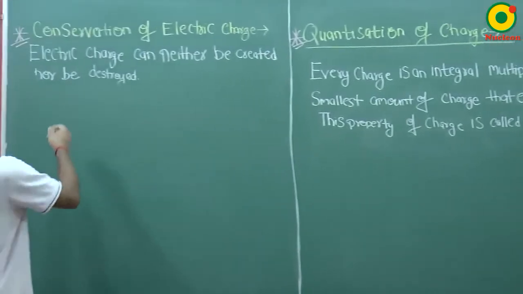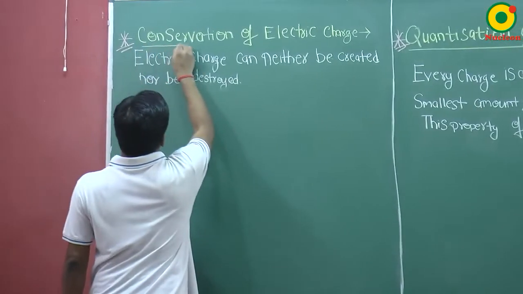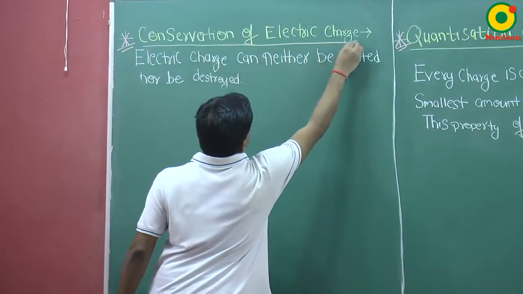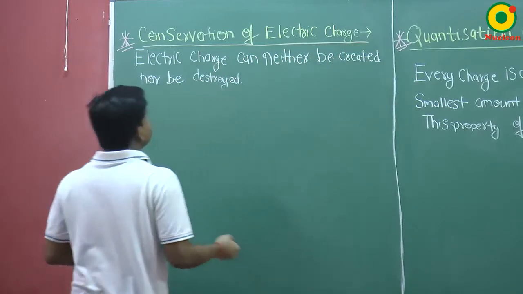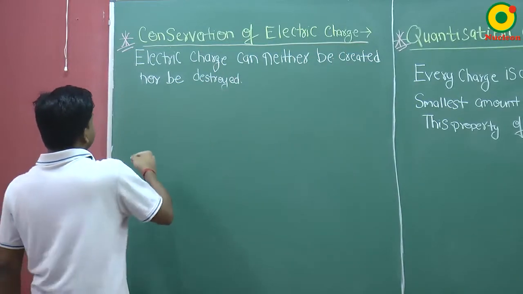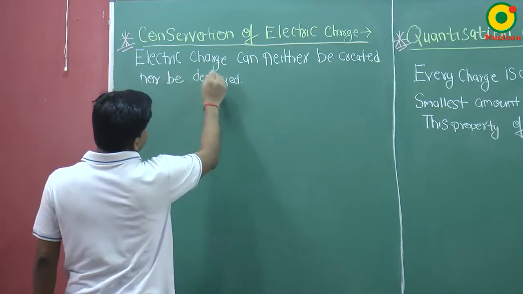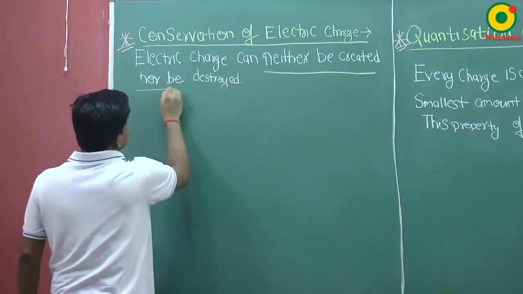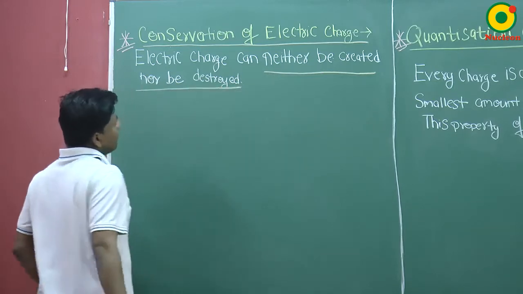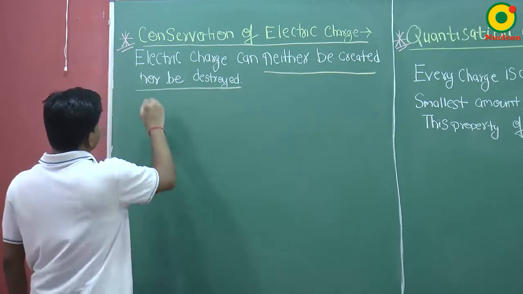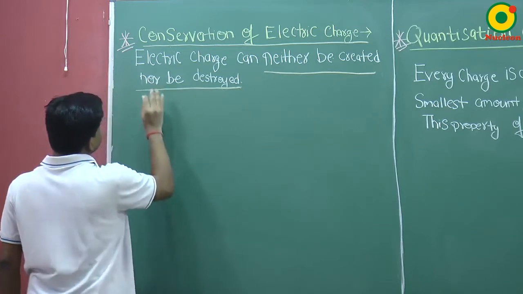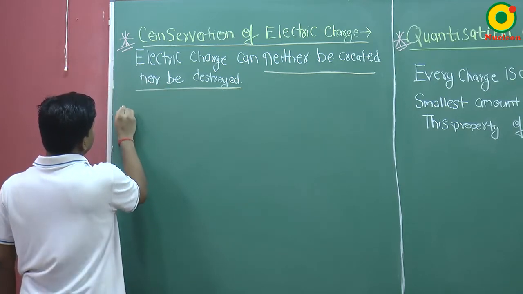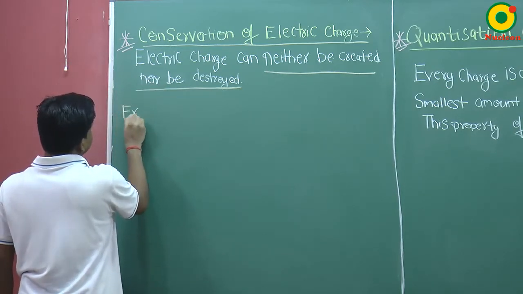Let's discuss the fourth property of electric charge, which is the conservation of electric charge. What does this property say? This property says that electric charge can neither be created nor be destroyed. Let's understand this property with the help of an example. Okay, let's take an example over here.